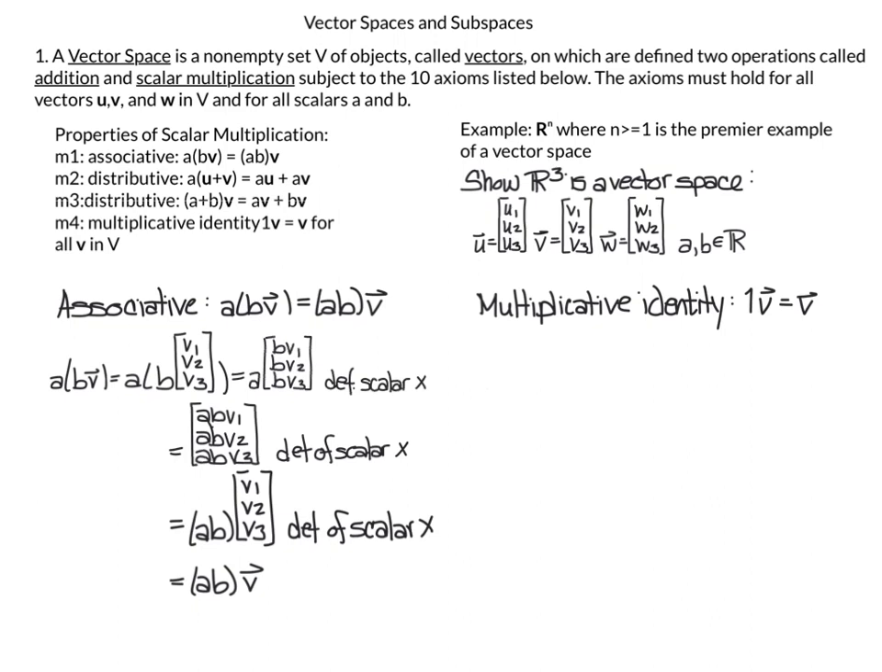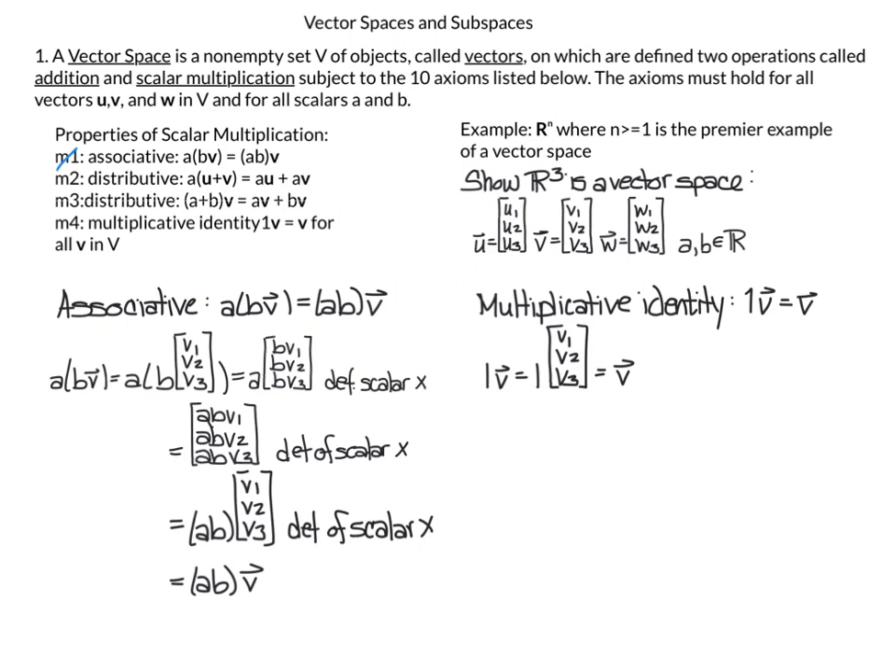And now, ab is a new scalar, so I can factor it out. And again, this is by definition of scalar multiplication. It's funny, all of this is just definition. And now I have a times b times the vector v. So I can check off associativity.